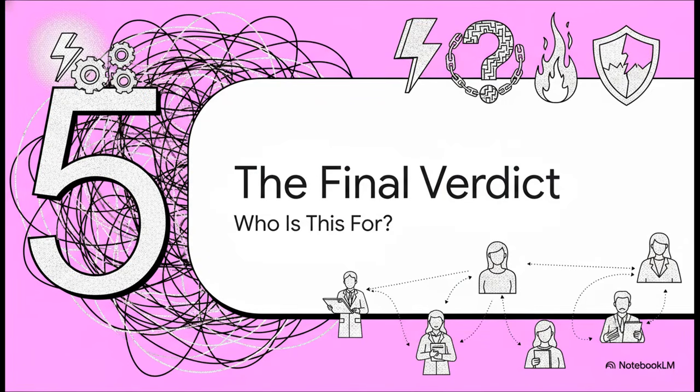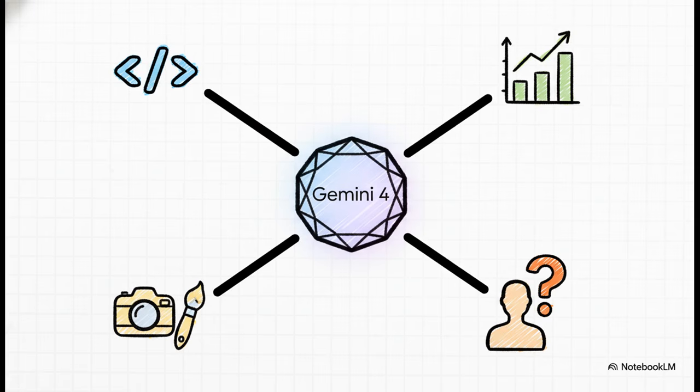So let's bring this all home. With all this incredible power on one hand and all these serious risks on the other, who is Gemini 4 actually for? Well, if you're a developer, the massive context window and agentic abilities are an absolute game changer. For business leaders, it offers powerful AI analysis. But, and this is a big but, you must have a strong data governance strategy first.